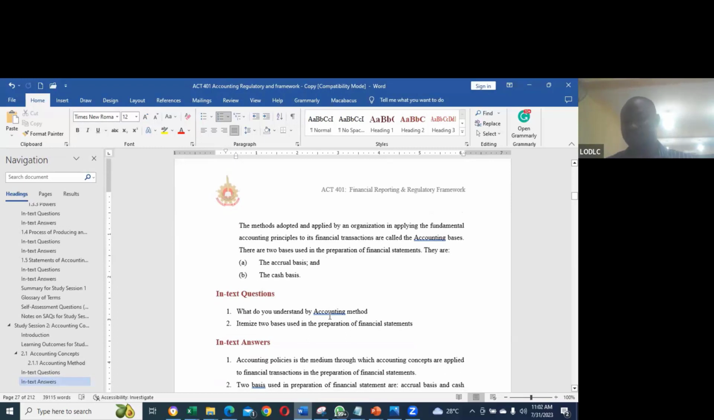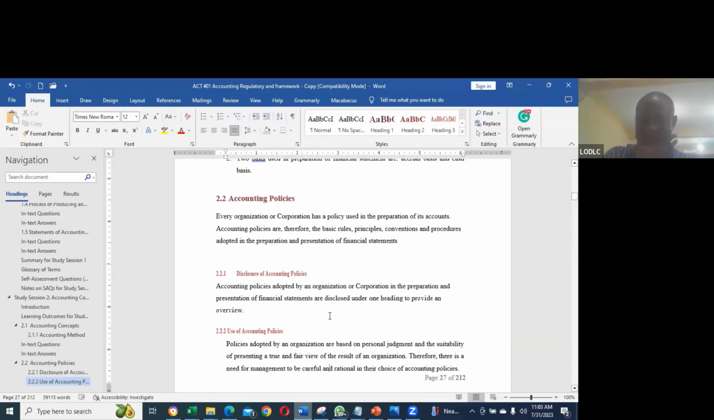But due to the recent development in accounting standards, IFRS mainly deals with the accrual basis of accounting. Although before, cash basis was used by profit and non-profit making organizations and government parastatals, presently it is the accrual basis that is in operation. So that is the basis used in preparation of financial statements. If I ask you what is the basis used in preparation of financial statements, the answer is accrual basis of accounting.